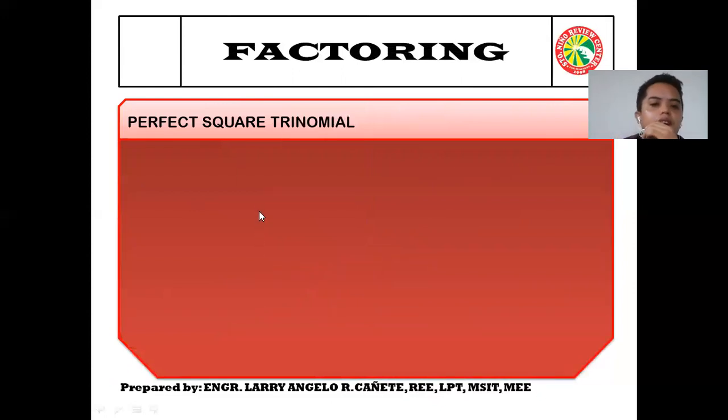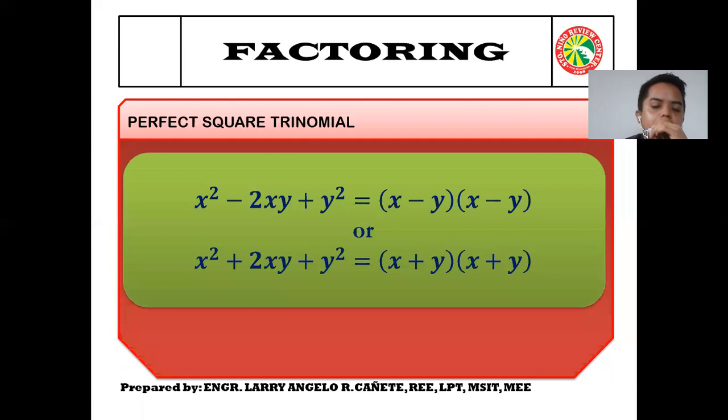Now, how to factor if the algebraic expression is a perfect square trinomial? When we say perfect square trinomial, they have the same factors. So x minus y, x minus y. For example, the factor is x minus 1, x minus 1, the same factors. That makes it a perfect square trinomial. If all are positive here, of course their factors are also the same.